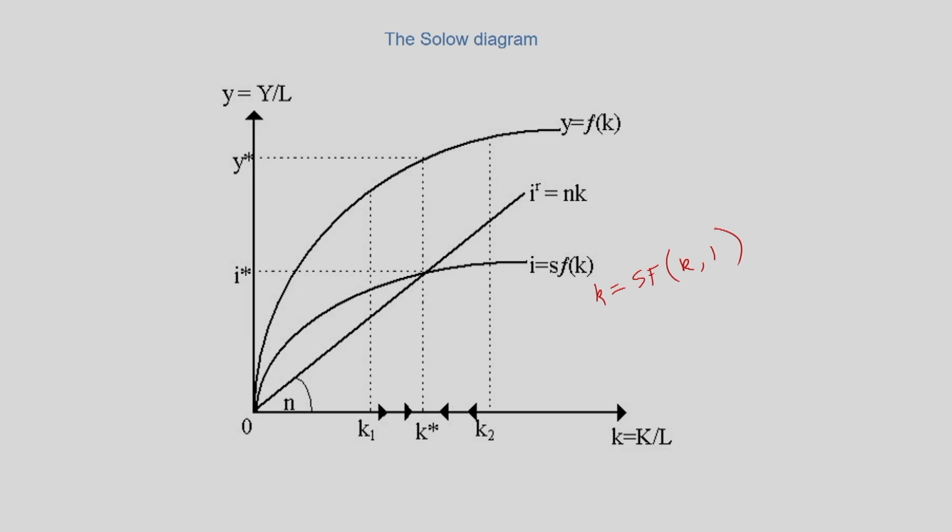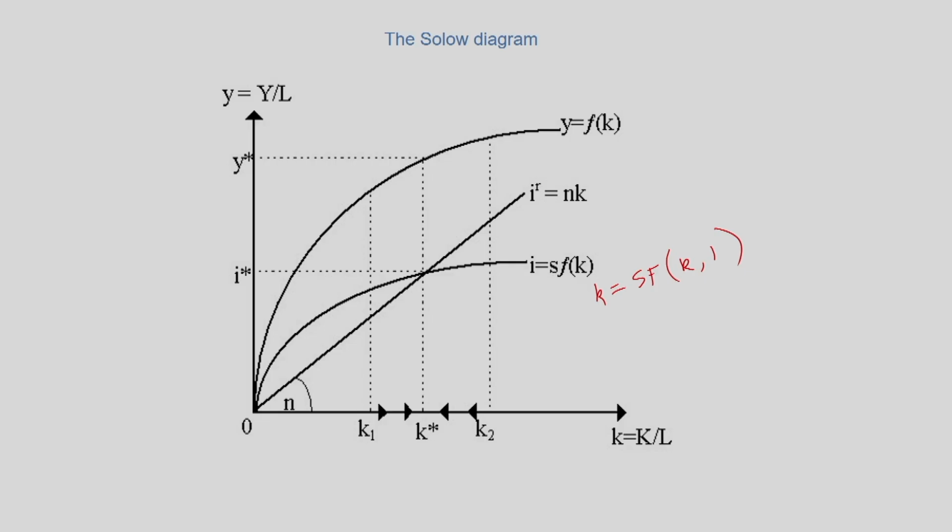So the first curve, this curve, i is equal to s f(k), is basically the amount of investment per person, or this curve has the same shape as the production function that we have seen earlier. However, the only difference is that this curve is translated in terms of the amount of investment taking place in the economy. The second curve is the line nk, and this represents the amount of new investment per person which is required to keep the amount of capital per worker constant.